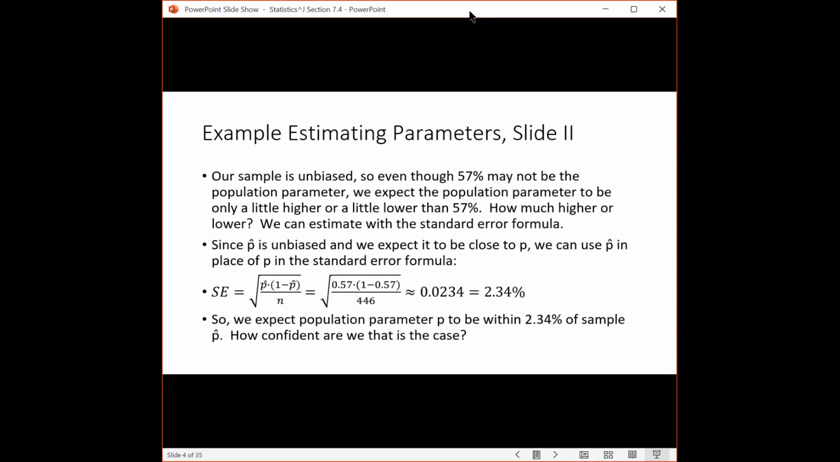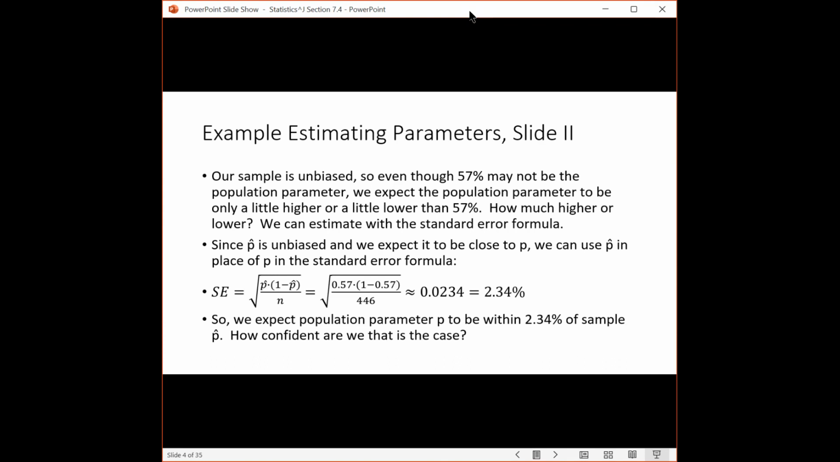Our sample is unbiased, all right? So we're assuming that. Even though 57% may not be the population parameter, we expect the population parameter to be only a little higher or a little lower. So you expect the population parameter to be close to where your sample estimate is. You wouldn't expect it to be exact, but you expect it to be close. So how close? How much higher or lower?